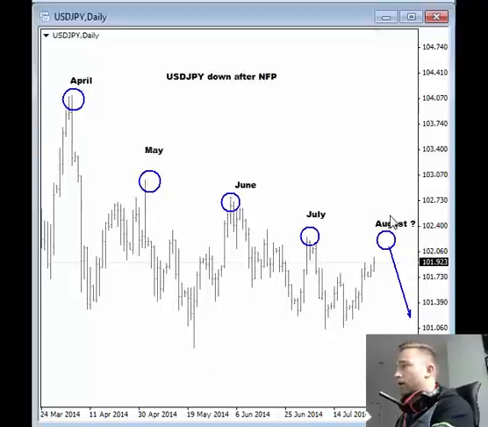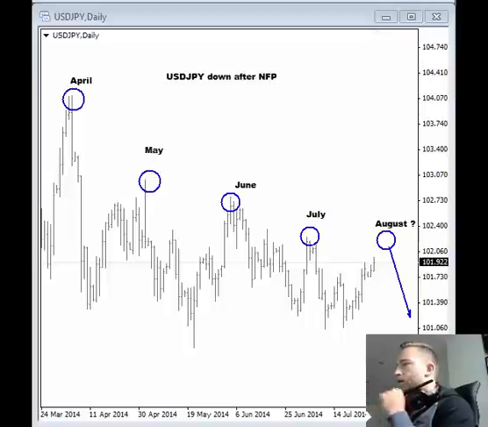Okay, so if we compare this non-farm payrolls pattern with our wave count, which is a triangle ideally near completion, then obviously we really have to consider the bearish case for dollar yen. So that's for dollar yen.